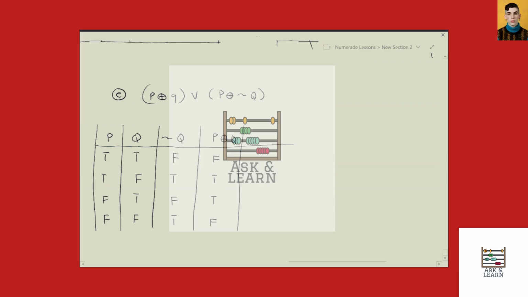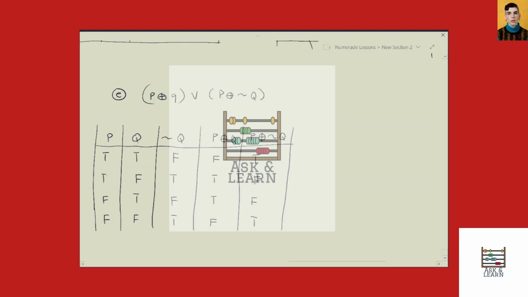Okay, so the next thing we will look at is P or the negation of Q. So we look at this or that exclusively. So we have true and false, so that is true. You have true and true, that is false. You have false and false, that is false. You have false and true, that is true.